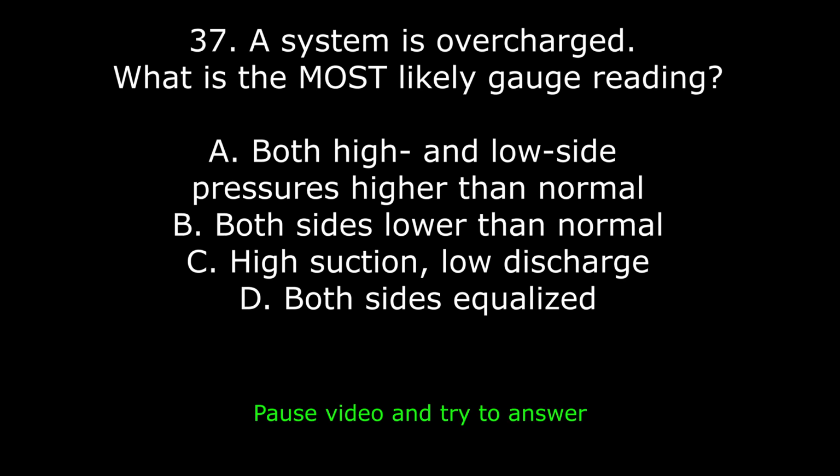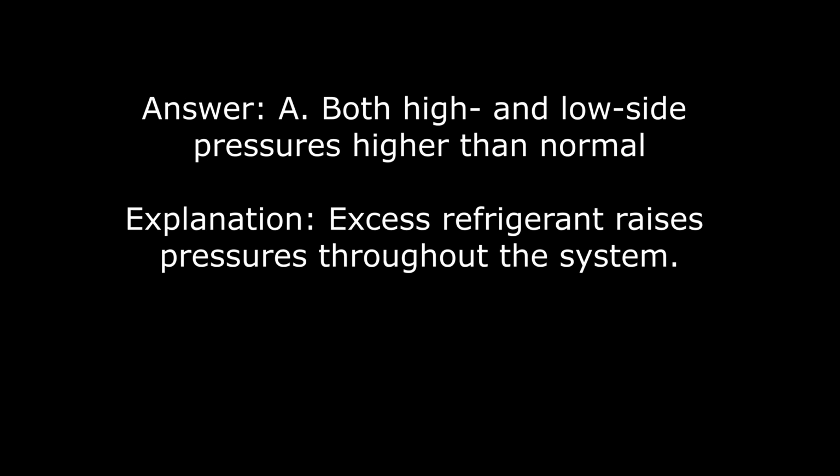37. A system is overcharged. What is the most likely gauge reading? A. Both high and low side pressures higher than normal. B. Both sides lower than normal. C. High suction, low discharge. D. Both sides equalized. Answer: A, both high and low side pressures higher than normal. Explanation: excess refrigerant raises pressures throughout the system.